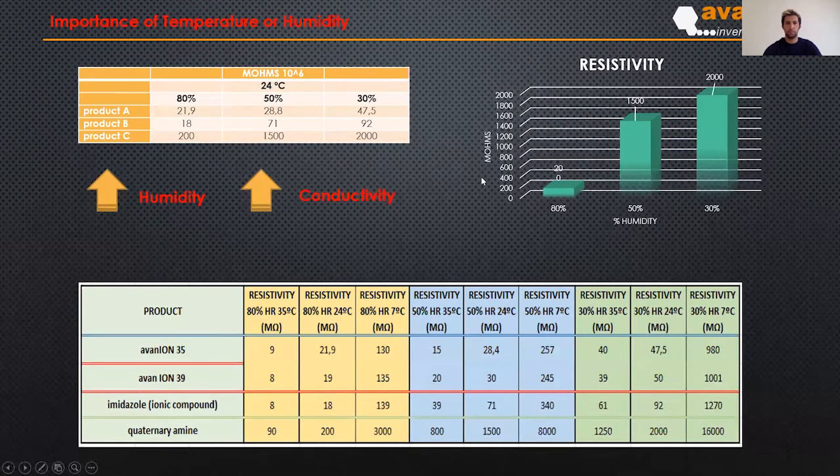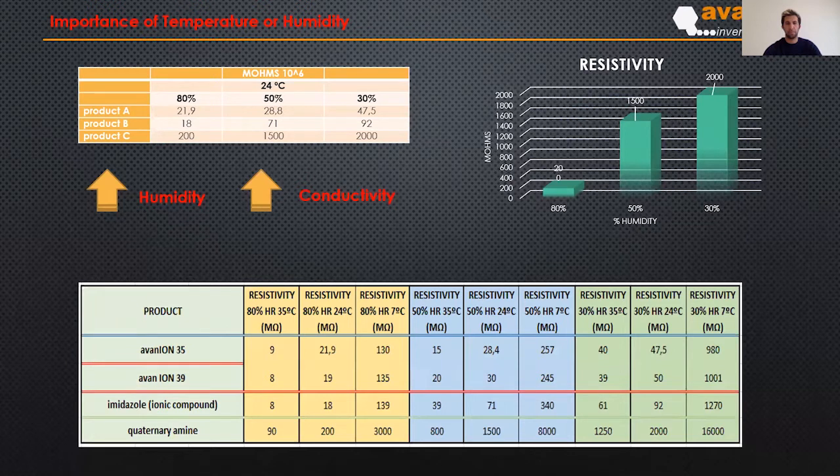Another parameter is the humidity. The humidity, of course, changes the value of the conductivity. In some products more, in other products less, but in all cases it changes a bit. For example, here we can see the change in the resistivity: at 80% humidity, the resistivity that we get is in the range of 200 megaohms, and if we reduce the humidity to 30%, it goes to 2000 megaohms.